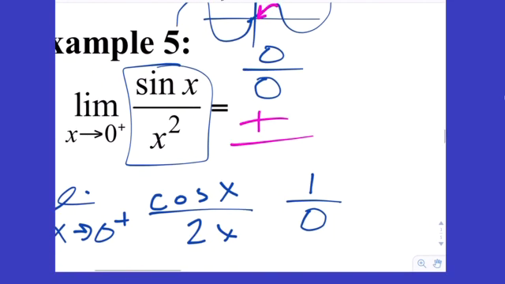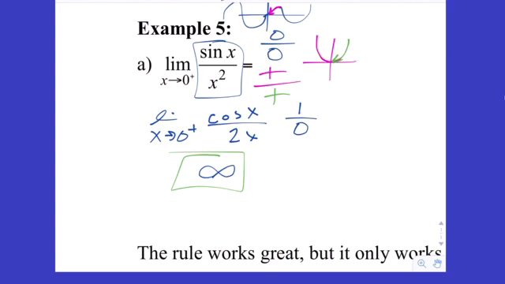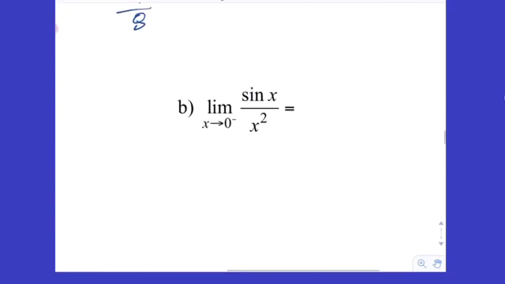Positive. And of course, x squared, you don't even have to think of the graph. If you're approaching 0 from the right there, you know because it's squared, it's going to be positive. So positive over positive is what? Positive infinity. There you go. No coin needed.